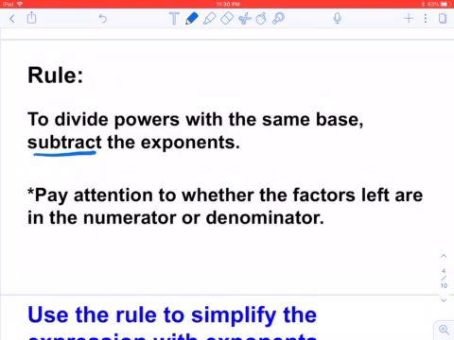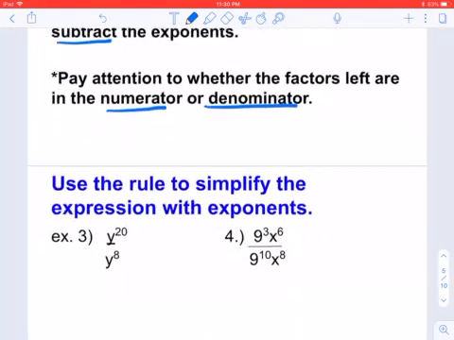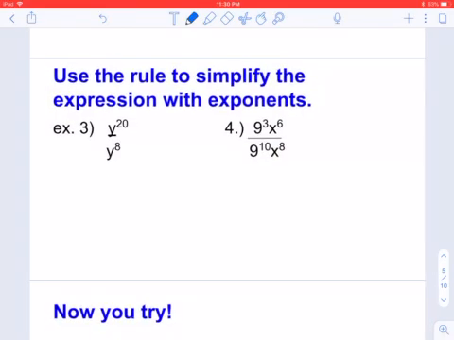When you're doing division problems, it's also really important, and write this down as well, to pay attention to whether the factors are left in the numerator or the denominator, like we did in those first 2 problems. We look to see where there were more factors to begin with, and that's where the leftover factors would also be. Remember, you don't have to copy anything in blue, but let's use that rule to simplify the expression.